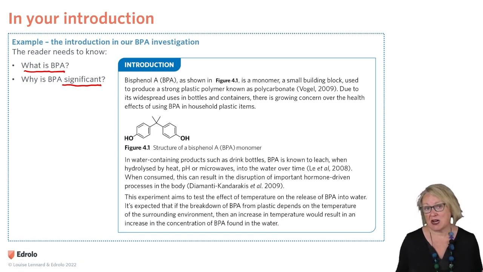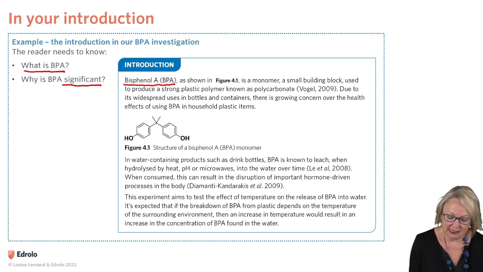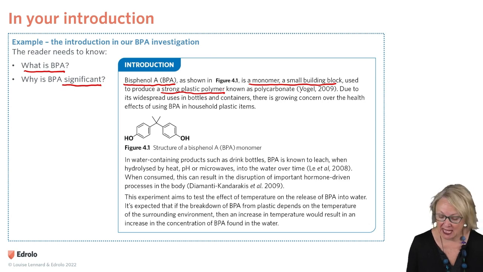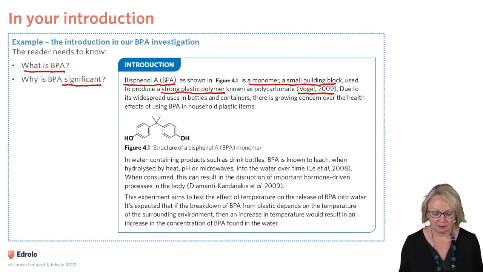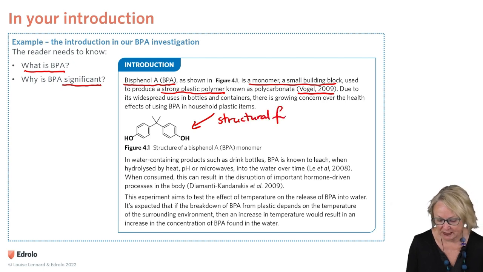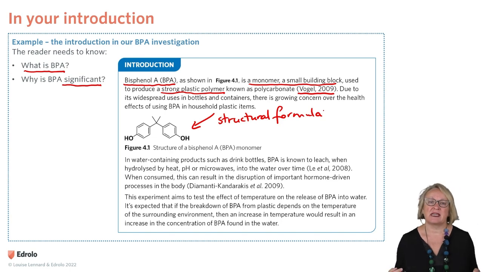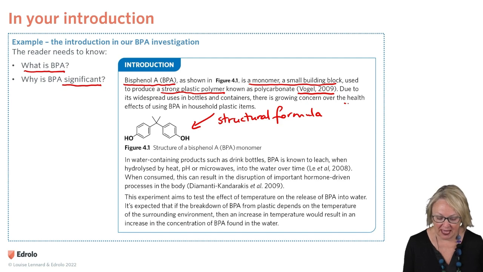If we have a look at the introduction for our sample poster, it says bisphenol A, as shown in Fig 4.1, is a monomer, a small building block used to produce a strong plastic polymer known as polycarbonate, and we've given an in-text citation showing that we didn't come up with this work, Vogel did in 2009. And then there's a structural formula given, or skeletal formula, so that the reader can visualise what they're talking about.